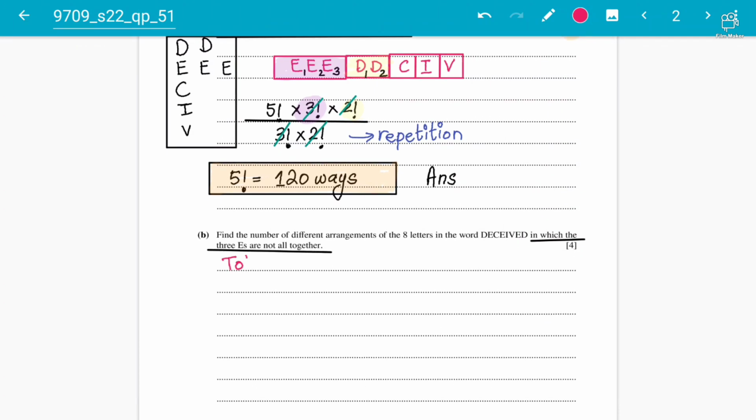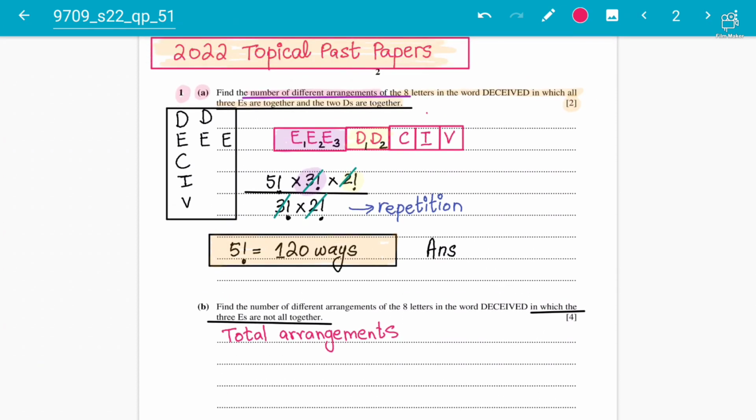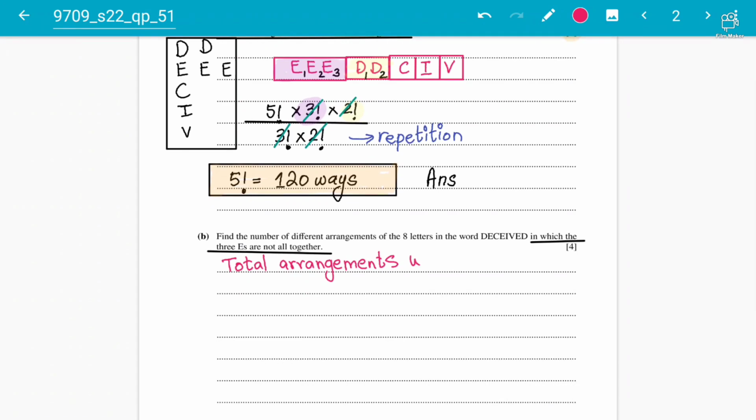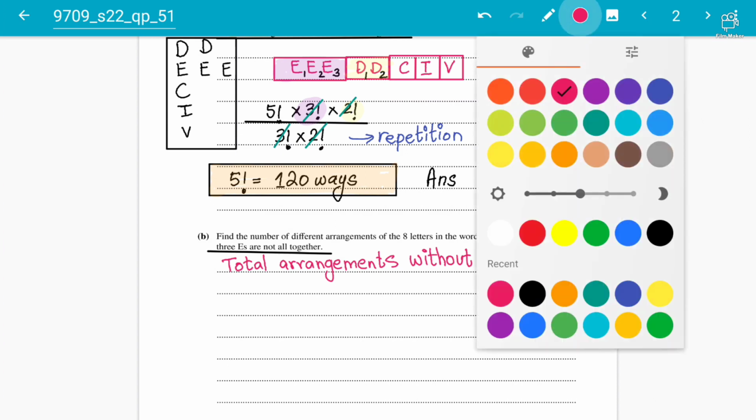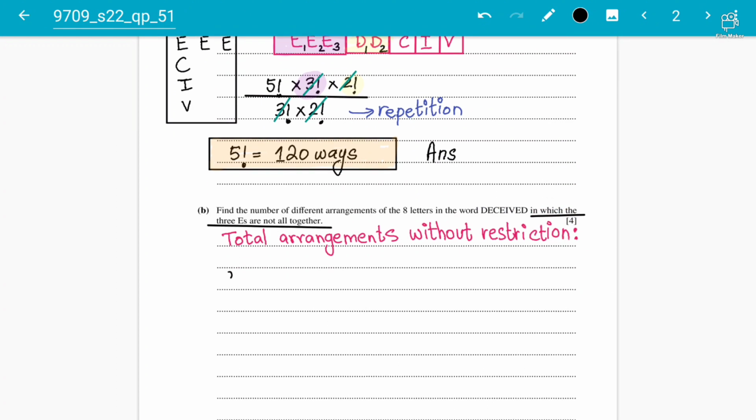So it will be total arrangements without restriction. Okay, total possible arrangements without any restrictions. This is basically called a restriction, that is 3 E's and 2 D's together. So total arrangements without restriction, that is what you're going to find out first. That will be the total number of possible different arrangements. So what will be the total number of ways of the arrangements without any restriction? It will be, students, 8 factorial, because you have 8 letters, and that will be divided by 3 factorial for the 3 E's and 2 factorial for the 2 D's.